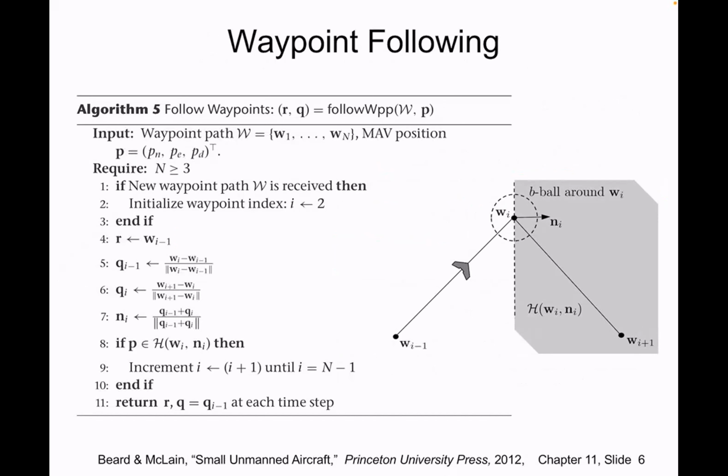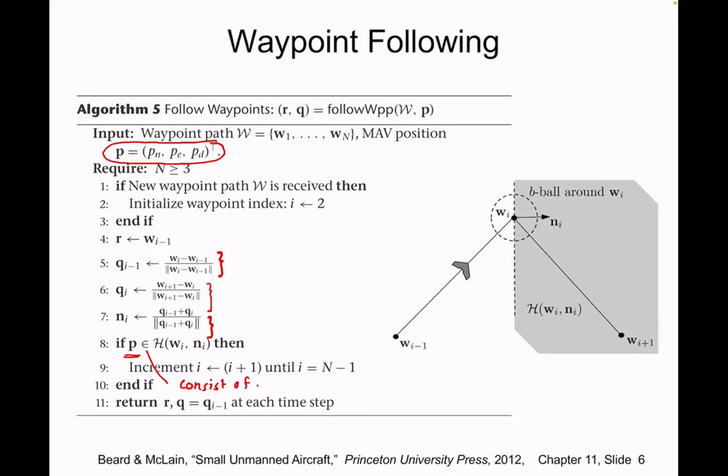What you are given is a series of points and the direction vector. So you have this P, these are the locations in the north, east, and down coordinate system. Let's look at how this waypoint following would work in the case of three waypoints: 1, 2, and 3. First and foremost, we are going to find the unit vector q_{i-1}. Then we will find the second unit vector, which is q_i. And then we will find the normal. And then we will see if the current value of P is well within the plane, so this symbol means consists of.